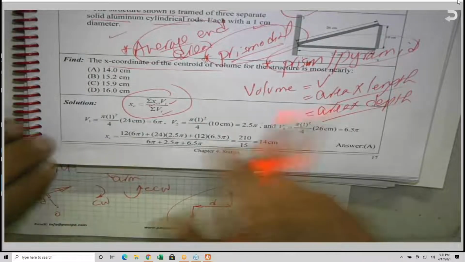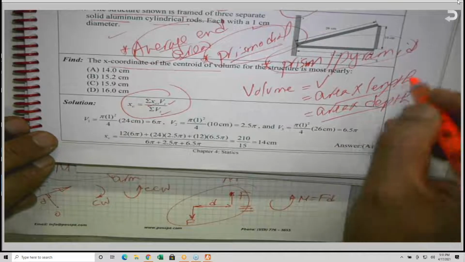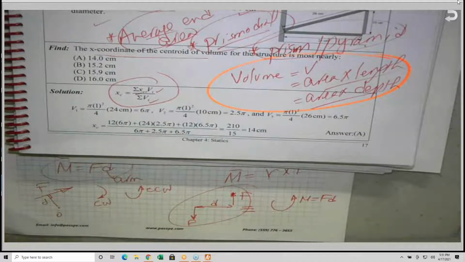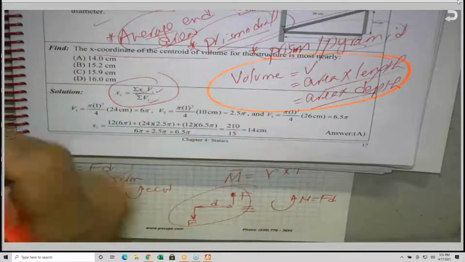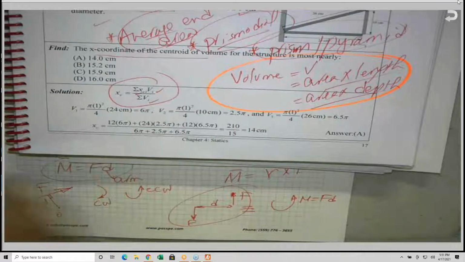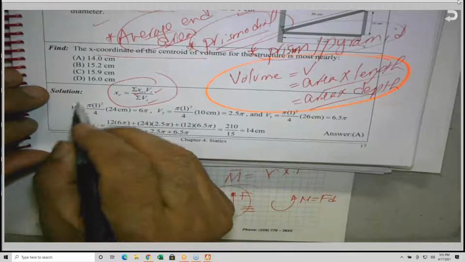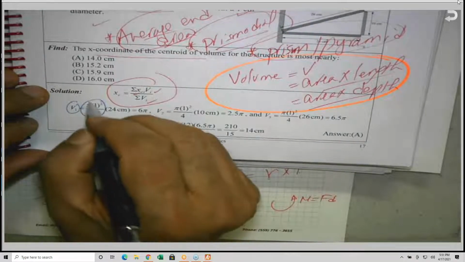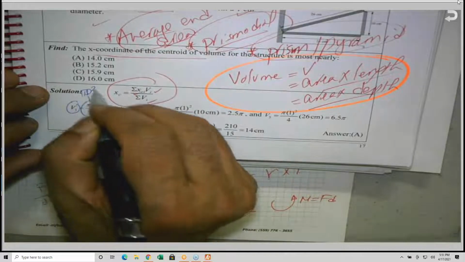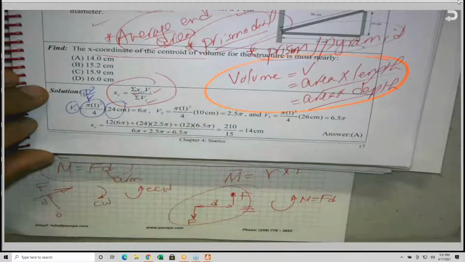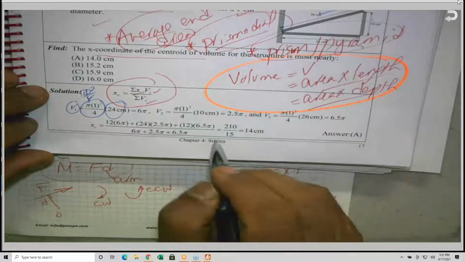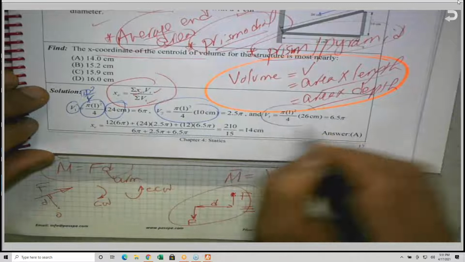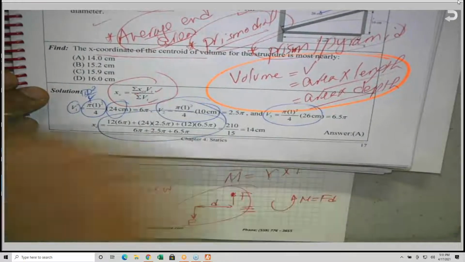But all of them came from this basic equation that we learned in high school. The volume is equal to the cross-sectional area times the depth, or times the length. So here, the volume is equal to pi d square over 4, this is the cross-sectional area, times the length, because each member has a length. So we calculate volume 1, volume 2, and volume 3. And after that, we apply the equation.